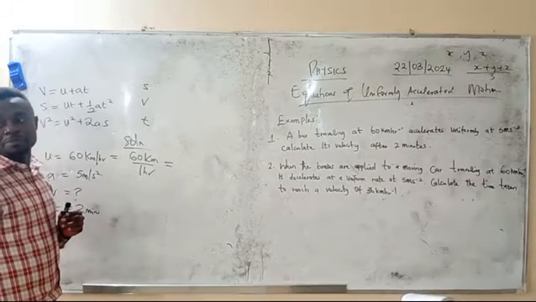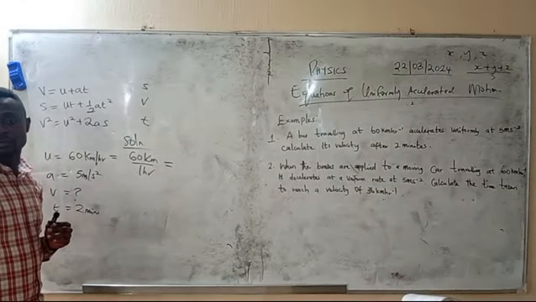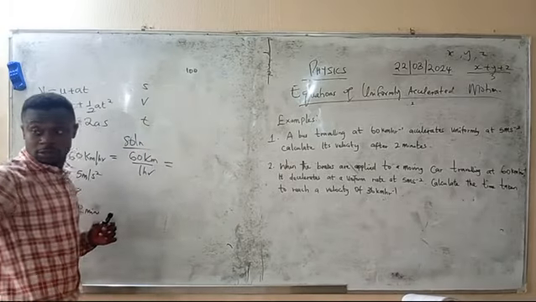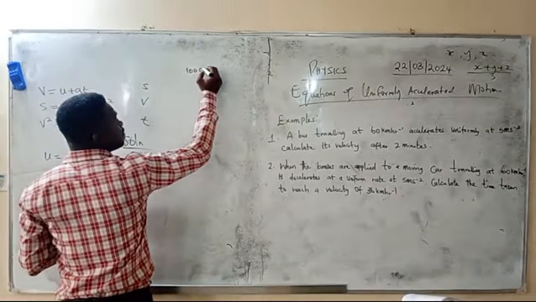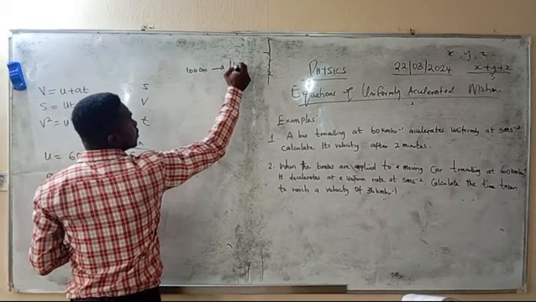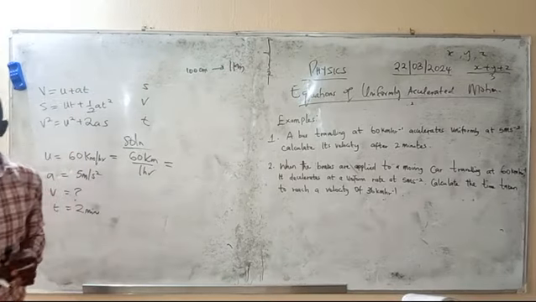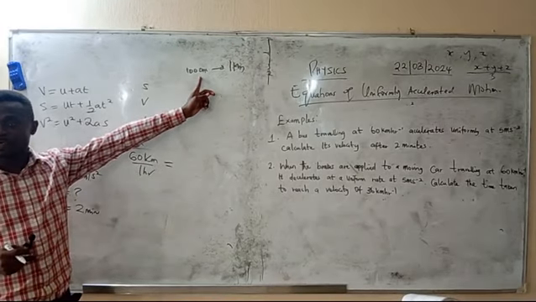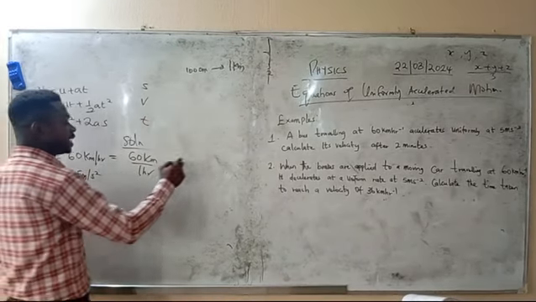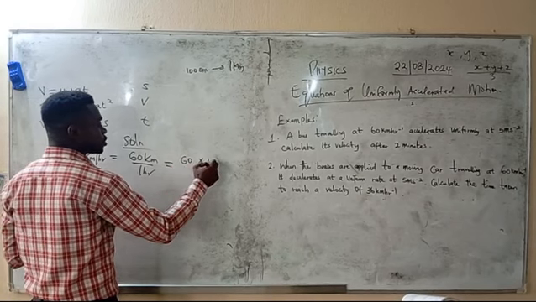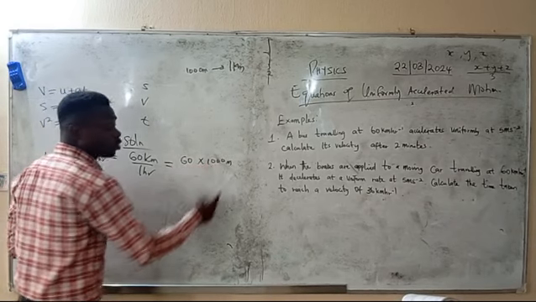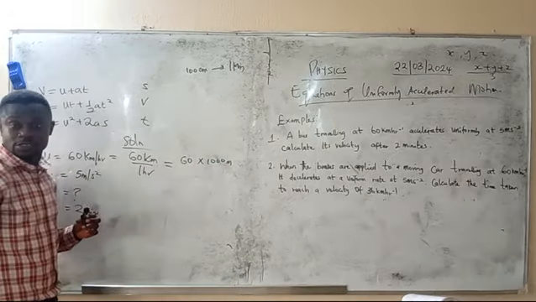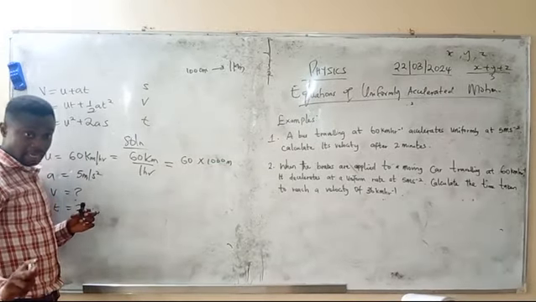How many meters make 1 kilometer? So 1,000 meters. Are you following? 1,000 meters make 1 kilometer. So what it means is that anywhere you see kilometer, we put what? 1,000 meters. So this is the same as saying 60 times 1,000 meters. Kilometer is what? 1,000 meters. Are you clear?